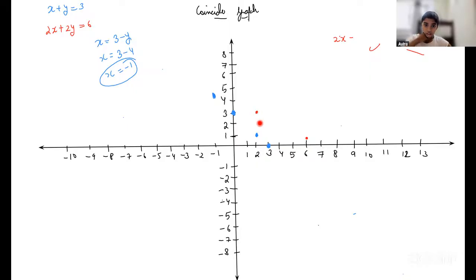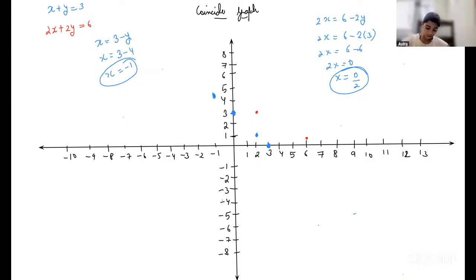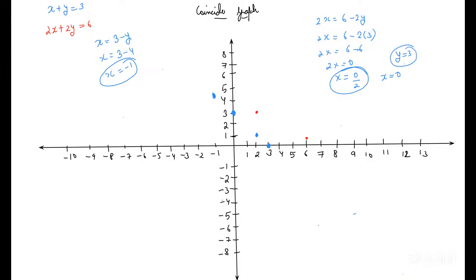How did you get it? What did you take? I took y as 3. So 2x is equal to 6 minus 2y. 2x is equal to 6 minus 2 into 3. 2x is equal to 6 minus 6. 2x is equal to 0. x is equal to 0 by 2. So x is equal to 0. Okay, sir. So if y is equal to 3, then x is 0. Mark that point.